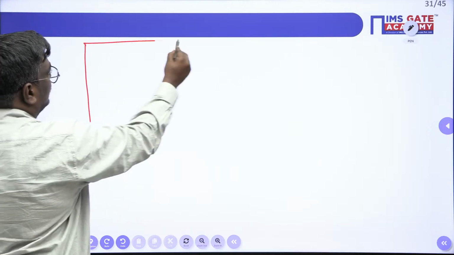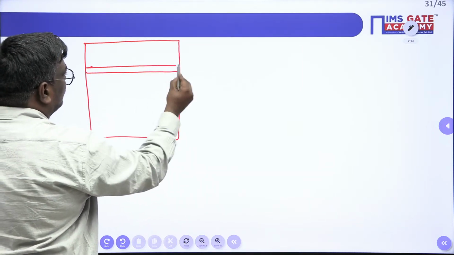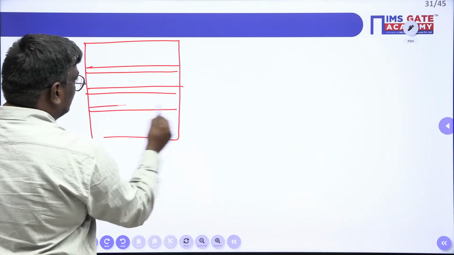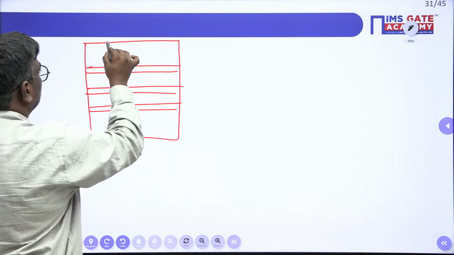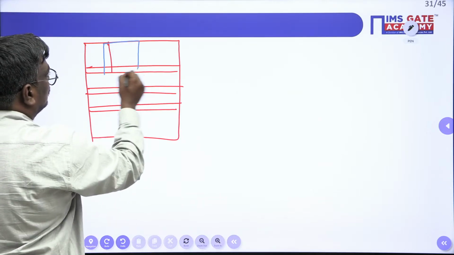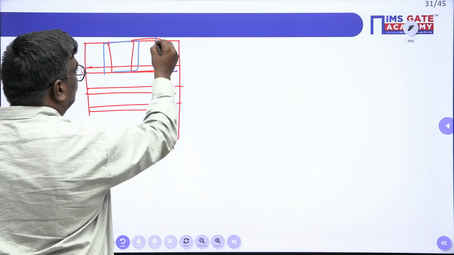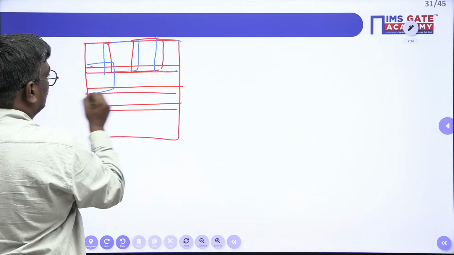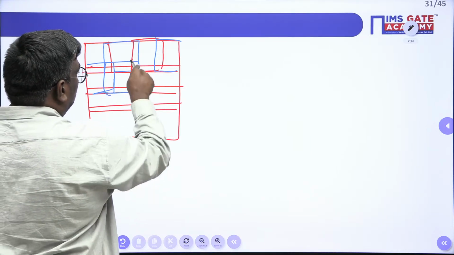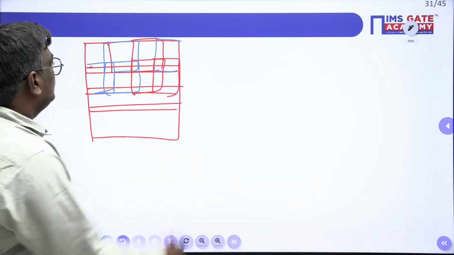I'll tell you how. If I consider this as a ground area, we consider it as a strip sum. You consider this as strips. I'll tell you how these are strips. Now see, we call this a strip.